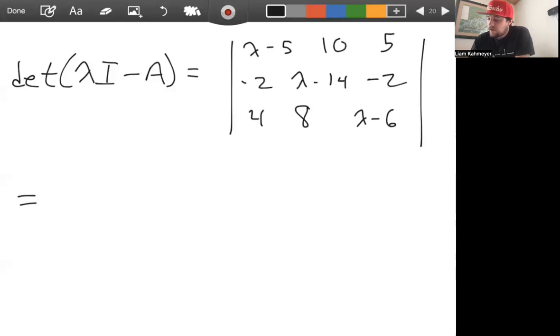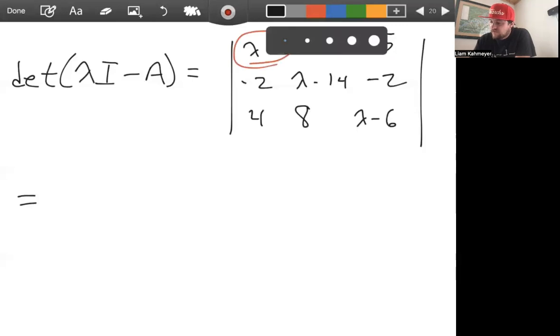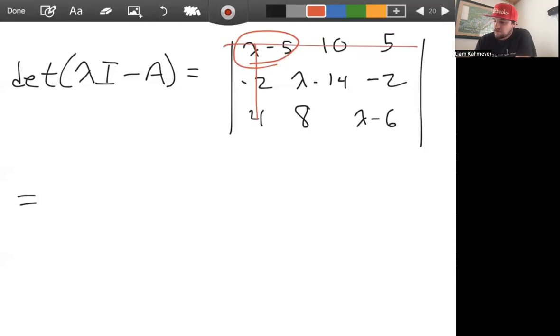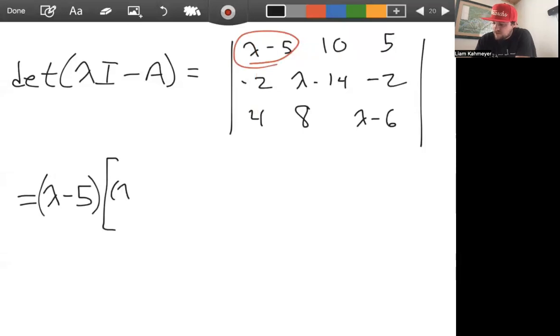How do we take the determinant? Well, to take the determinant of a 3 by 3, you can pick whatever row or column that you want. When there's not a lot of zeros or no zeros, I always just go across the top here. So you start with the first entry, you block out the row and the column that entry belongs to, and then you take that entry times the determinant of the corresponding cofactor, the 2 by 2 there. So we have lambda minus 5 times lambda minus 14 times lambda minus 6, and then minus a -16, so plus 16.